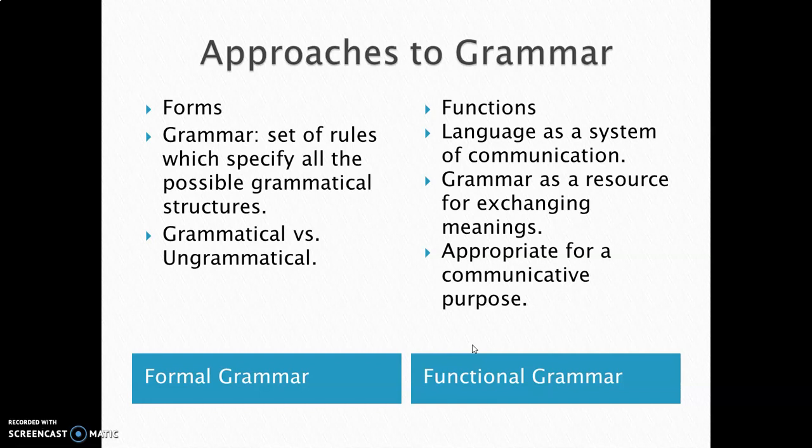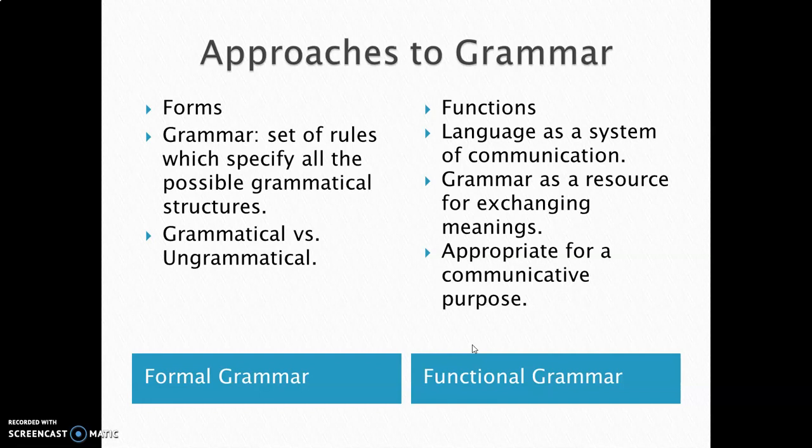In the case of functional grammar, the main concern is not forms, but rather functions. Language is seen as a system of communication, and grammar is defined as a resource for making and exchanging meanings.